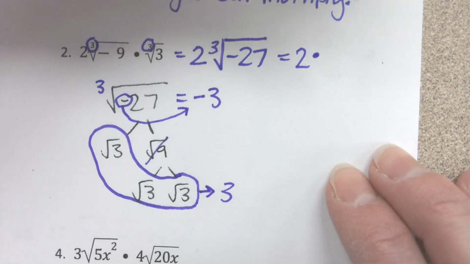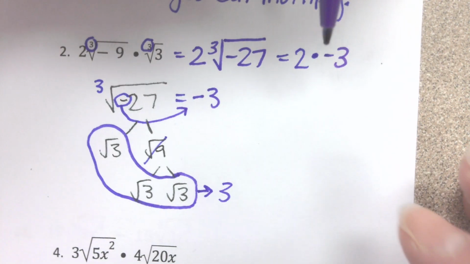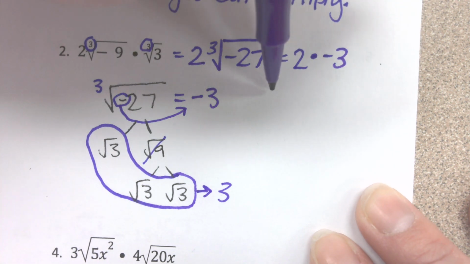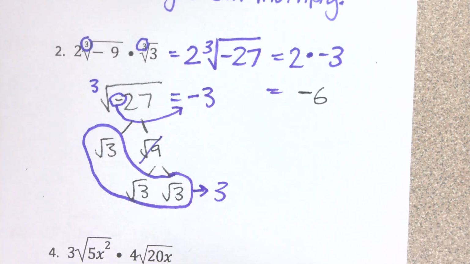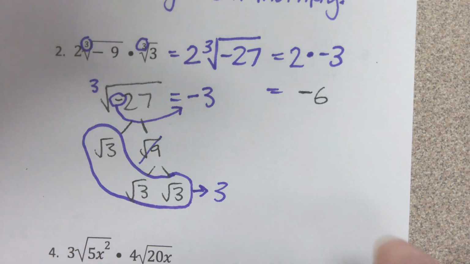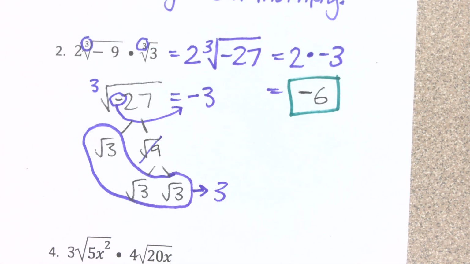And then we're going to add that to our answer above. 2 times negative 3, which of course will give us negative 6. Negative 6 is our answer. Questions on number 2?